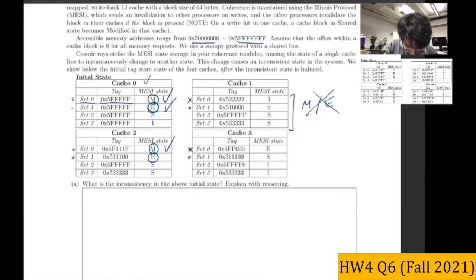Let's do the same. So we can see that it's not in cache 0 set 1. It's not in cache 1 set 1. But it is in set 1 of cache 3. So basically it's here as well, and we can see it's exactly the same cache line, but it's in shared state. And we can see that these two states for the same cache line in different caches are inconsistent. So we cannot have the same cache line in exclusive state in one cache and in shared state in another cache. So we detect the error here, right? This is the error.